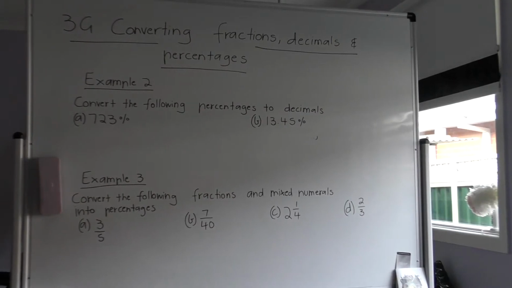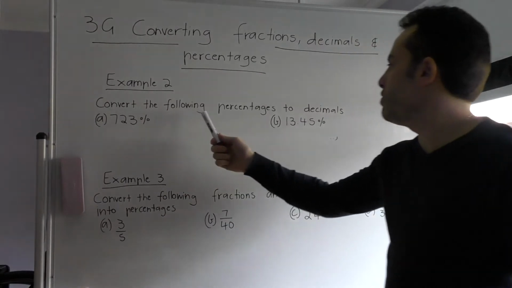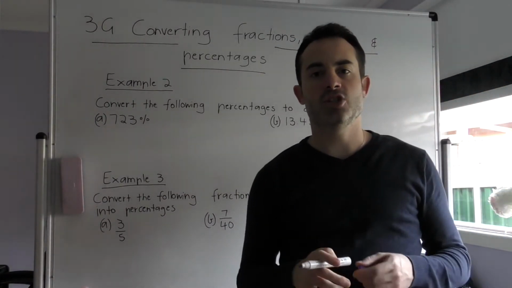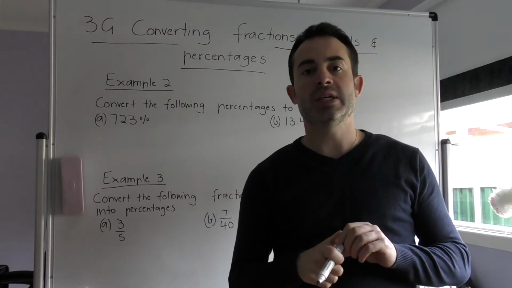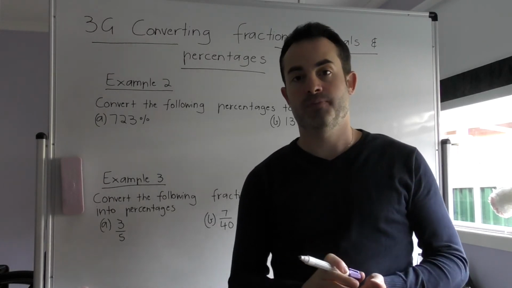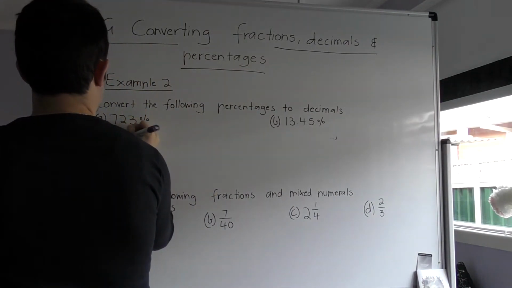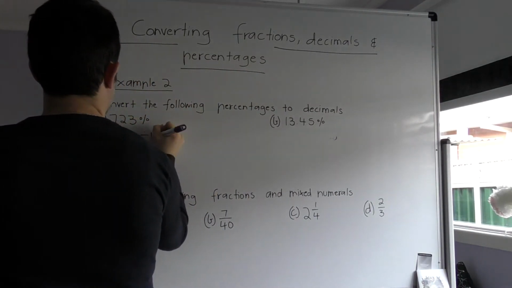Alright, moving on to example 2. So example 2, basically we need to now convert percentages to decimals. So when we are converting percentages to decimals, what we do is we divide by 100. So first one, 723, we're going to divide that by 100.